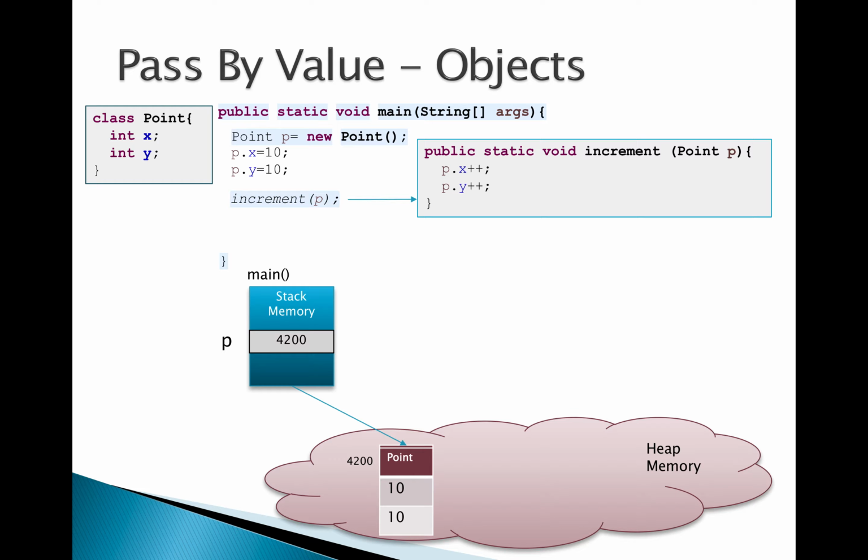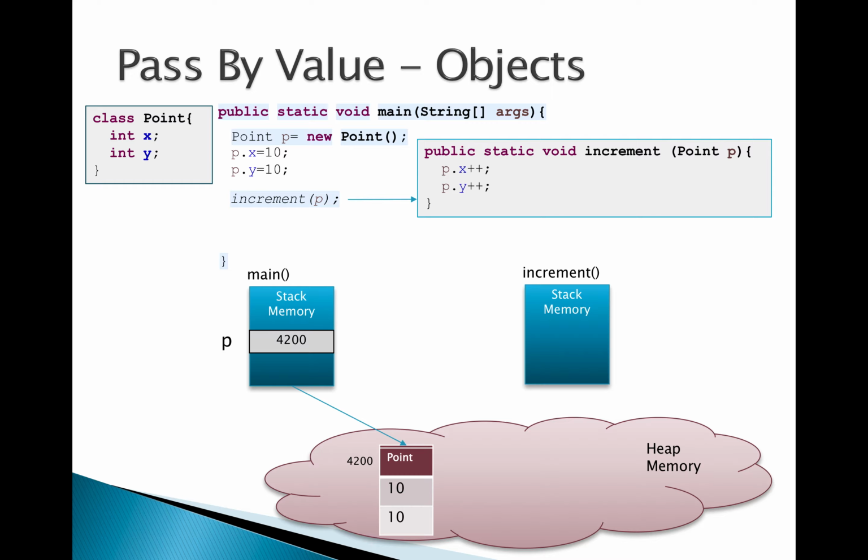Now what is going to happen here is that the increment method receives the Point argument, the Point reference variable, and it tries to increment p.x++ and p.y++. So what is going to happen? When I say it is a new method, it is going to have another stack memory created for the increment, and in that stack memory I am passing the reference variable. So it is going to take a copy of that. When I say take a copy, it is not going to copy the object here, but it is going to take a copy of the reference variable.